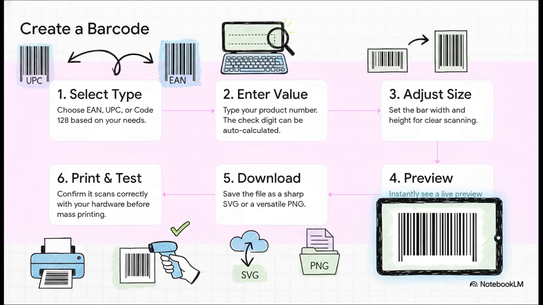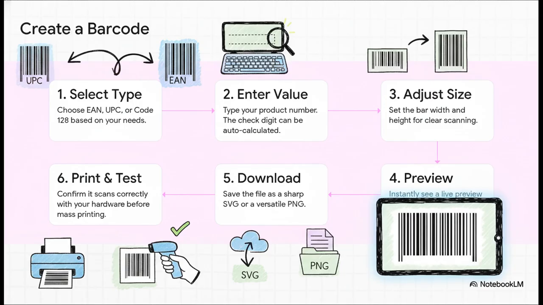And just look how easy this is. You pick the standard you need, like UPC if you're in North America, or EAN for international stuff, and you just type in your product number. And what's really cool is the tool often calculates that last tricky check digit for you automatically. You tweak the size, you see a live preview, and bam, you download it. You can get a super crisp SVG file, which is perfect for designers because it never gets blurry, or just a simple PNG for everyday stuff.